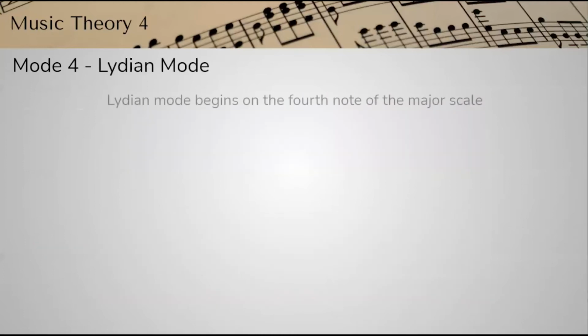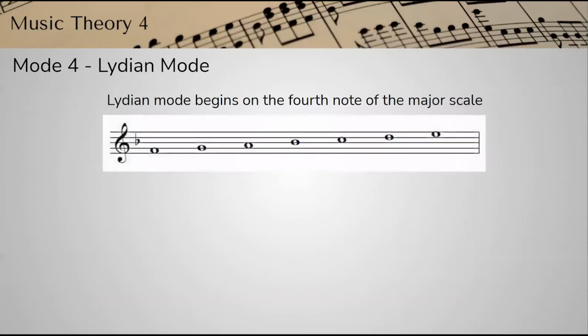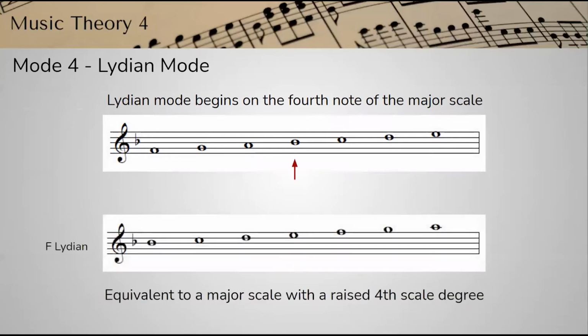Mode 4 is the Lydian mode, and the Lydian mode begins on the 4th note of the major scale. So in this, basing it off of this scale, that'll be the note B flat. And Lydian is equivalent to a major scale with a raised 4th scale degree. So the key of B flat major, right, should have an E flat, but this has an E natural. A little mistake there, it should say B flat Lydian.